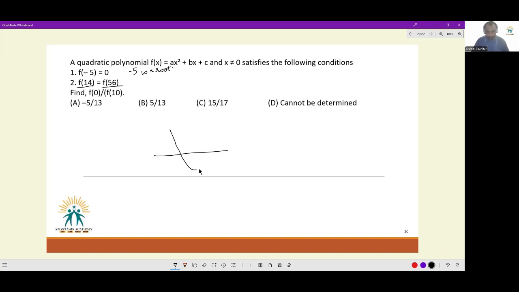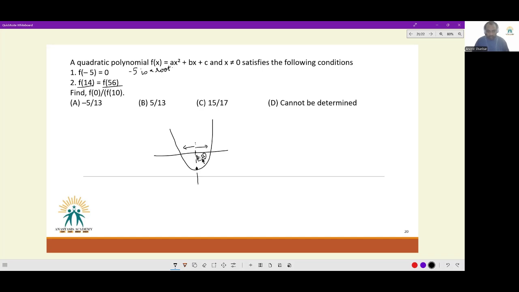Now see, for a quadratic expression, on either side of the minimum point, the value increases at the same rate. So if 14 and 56 are giving me the same value, we know the midpoint has to be 14 plus 56 by 2, or x equal to 35. This has to be the value of the independent variable x where the minimum value is achieved.